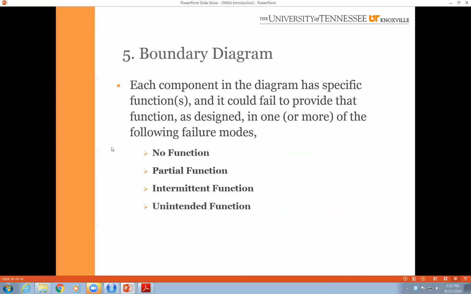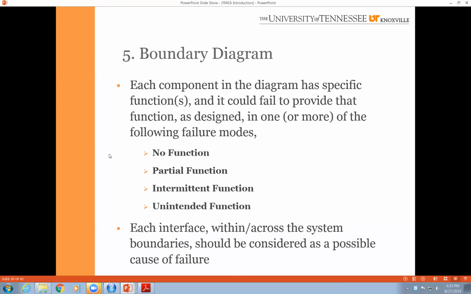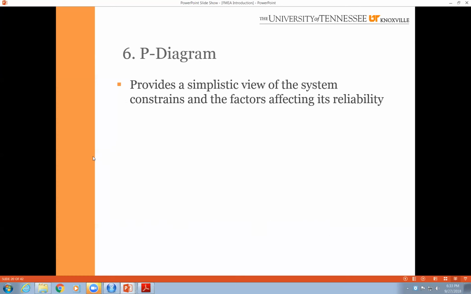No function: does not function at all. The fan does not run at all, for example. Partial function: maybe it runs in one or two speeds, not four or five speeds. So you get some partial function out of that. Sometimes it does work, sometimes it doesn't work. Unintended could be a noise, could be vibration that you did not intend to have, things like that you start thinking about as well. Again, each interface or boundary could be considered, or should be considered, as a potential cause of failure as well.